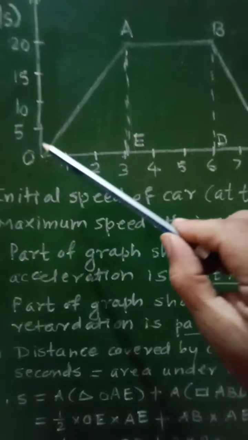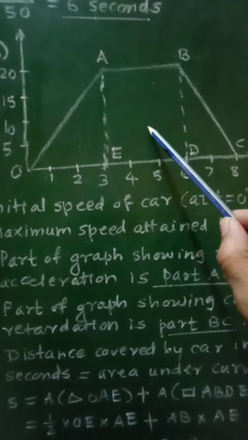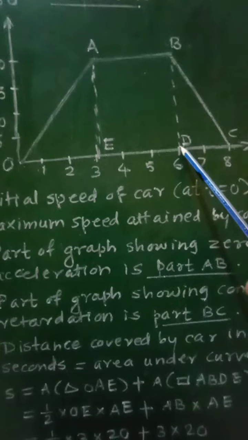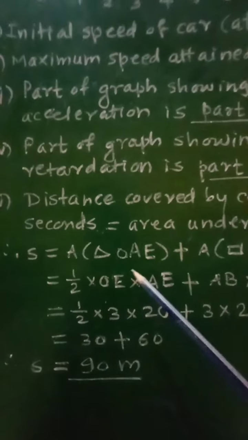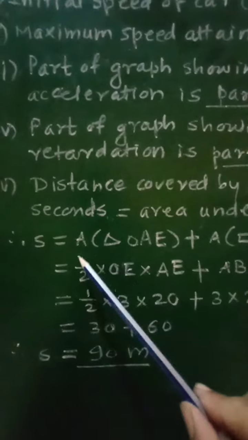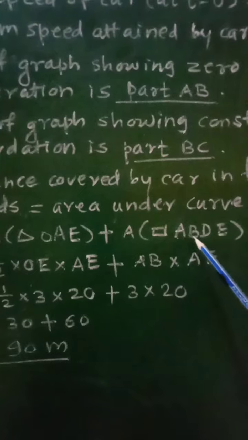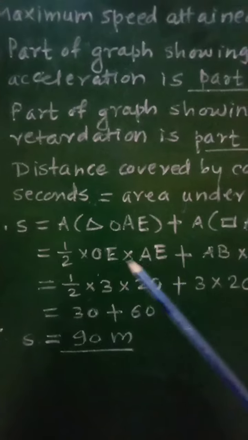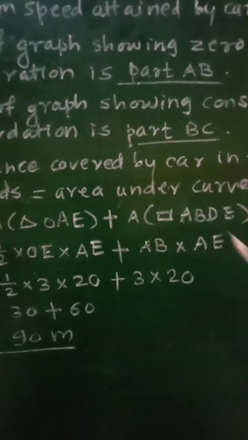But if you consider this part OAB, for this path, one triangle and one rectangle will be there, and therefore area of this total graph under this curve OAB will be equal to sum of area of this triangle plus area of this rectangle, and therefore we can write S, distance covered, will be equal to area of triangle OAE plus area of rectangle ABDE, which will be equal to half OE into AE, that is half base into height, plus AB into AE, that is length into breadth.